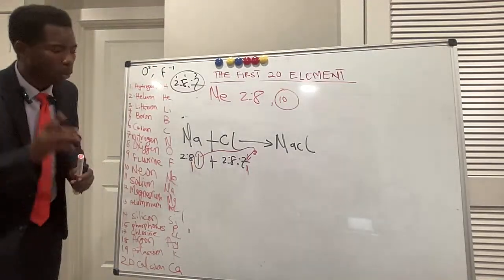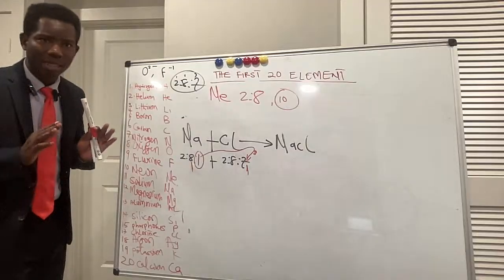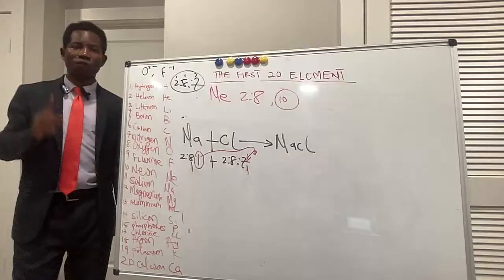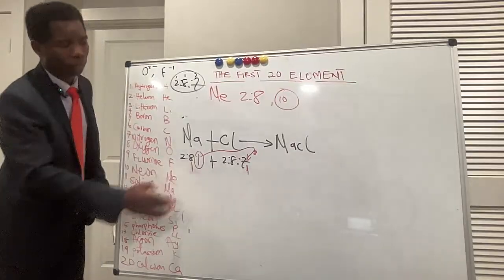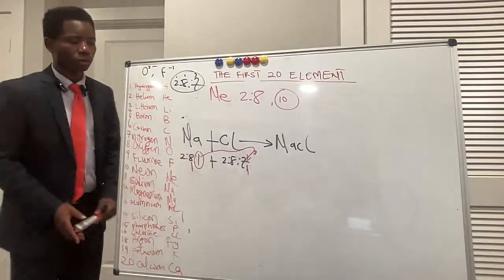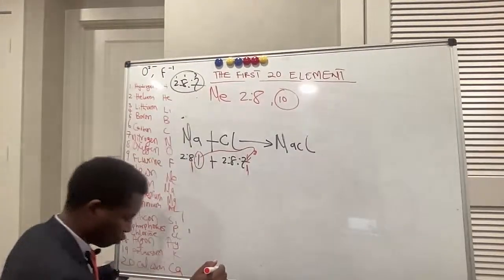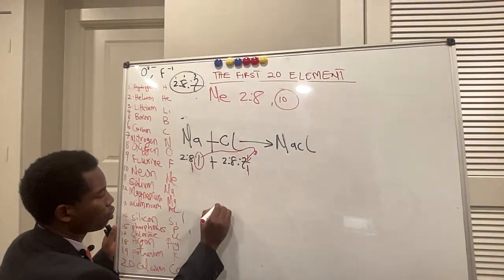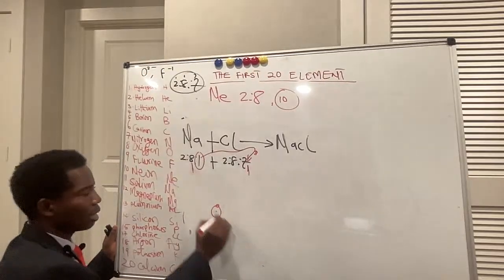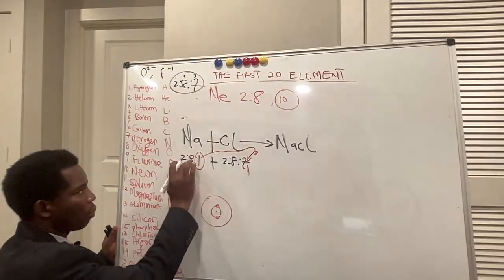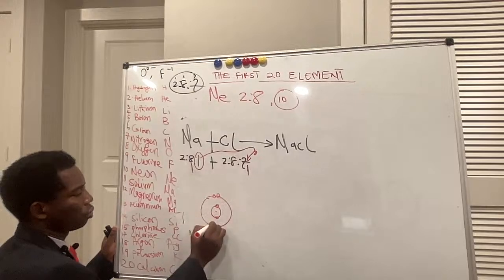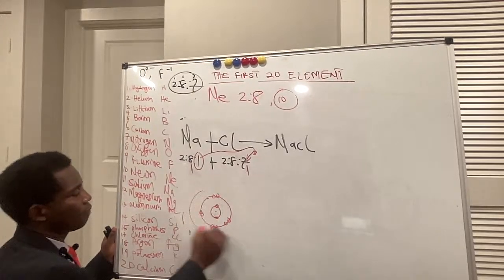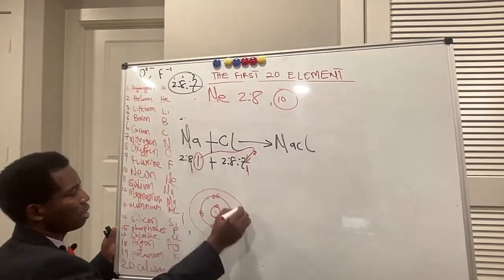Now, before we proceed, we must draw the electronic configuration of sodium when it reacts with chlorine. So now, let's take the one of sodium. The first shell takes a maximum of 2. The second shell takes a maximum of 8, and we have 8 here: 1, 2, 3, 4, 5, 6, 7, 8. Then the last shell has just 1.